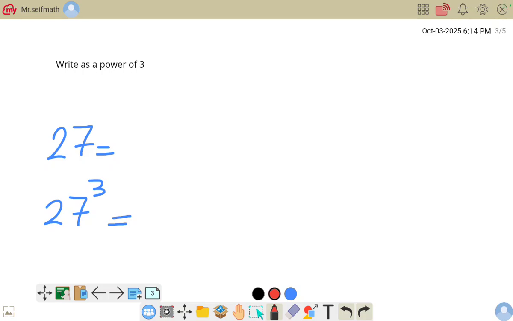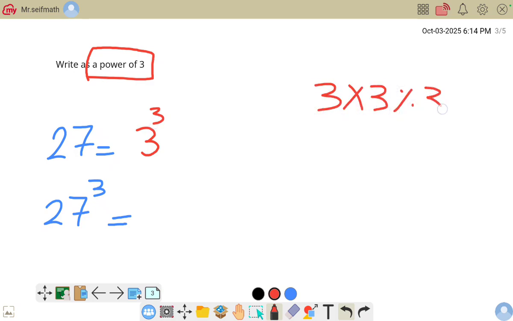Now we are going to learn how to write a number as a power of another number, like a power of 3. Here, a power of 3 means I need the base to be 3. So 27 is equal to 3 power what? 3 power 3, as we know that 3 multiply 3 multiply 3 equals 9 multiply 3 equals 27. So it's 3 power 3.